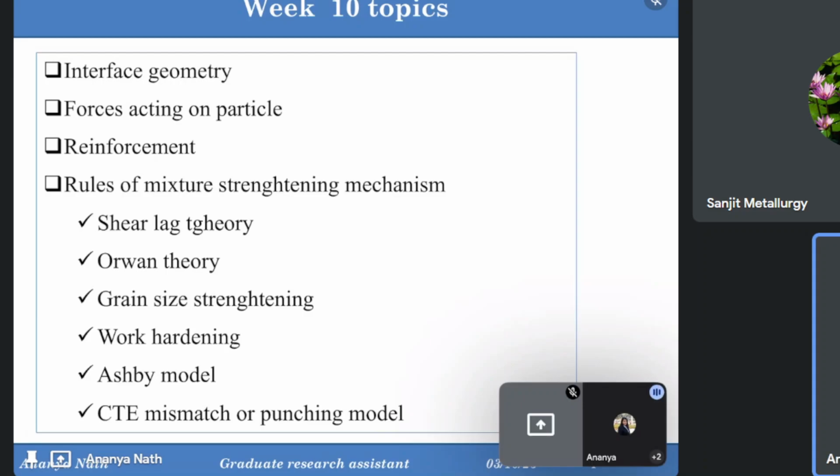Next is the rule of mixture of the composite for strengthening, because the mixture that we are making out of the matrix and the reinforcement particle is very important. This rule of mixture is nothing but how much volume fraction we want to add. It depends upon the mechanical property that we want to achieve, and it will depend upon the application. I can show you one example.